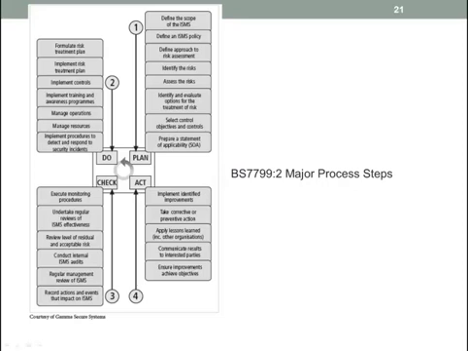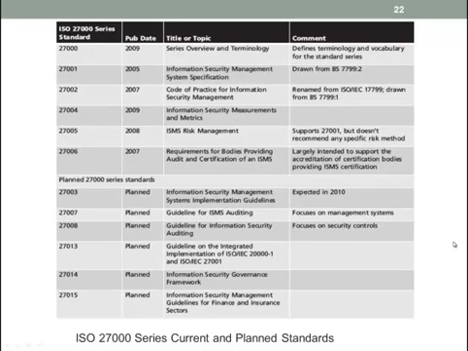7799-2. Again, it's the Plan, Do, Check, Act type of cyclical process, reflecting that this is not a static process. It needs to be continually revised as time goes by. I put in here some representation of some of the series standards that are out there.